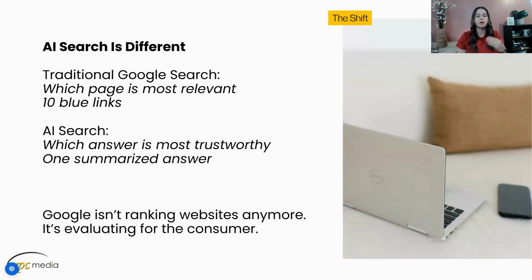So a lot of times people are asking a question. It's not "insurance agent near me" anymore. It's specific questions about insurance, auto insurance, landscaping, you name it, the industry, really longer form questions being asked. And Google's really not ranking the websites anymore when it comes to AI. They're evaluating for the customer and giving that one answer. Sometimes there's a few, sometimes it's, hey, here's the best answer, and here are multiples.